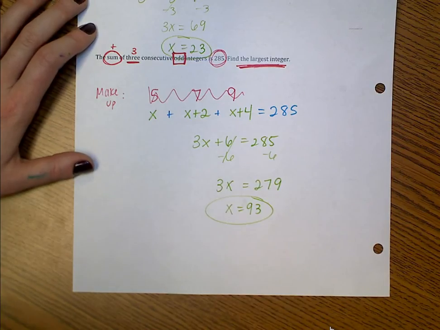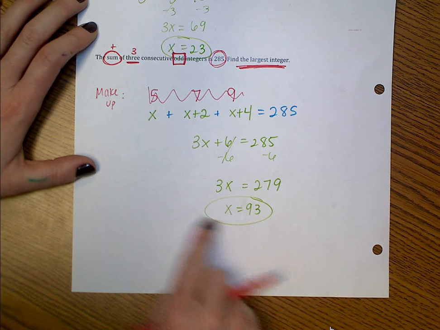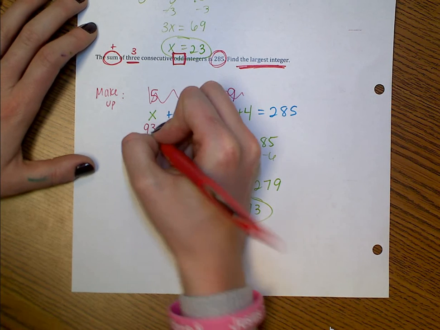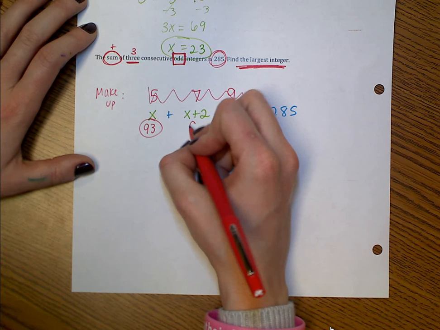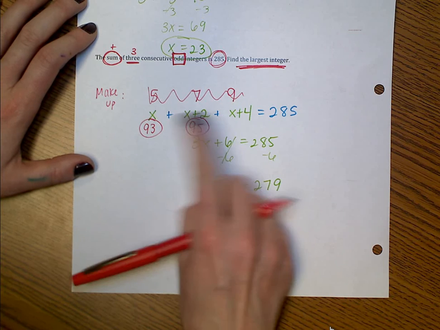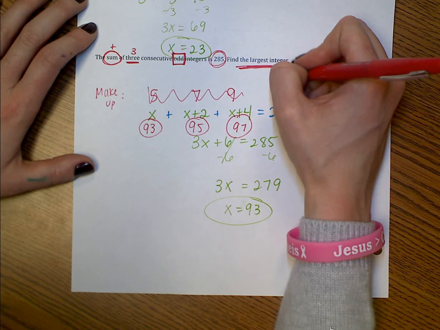Okay, so bring it back up, answer the question. They want the largest number. X, 93, is actually the smallest one. You have to add 2 to that to get the middle one, and you have to add 4 to that to get the biggest one. So the answer is 97.